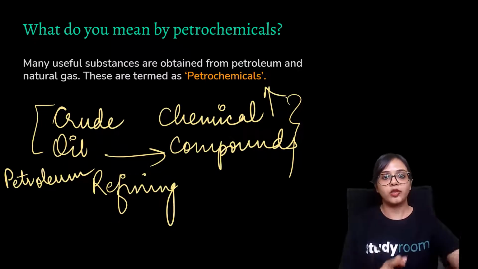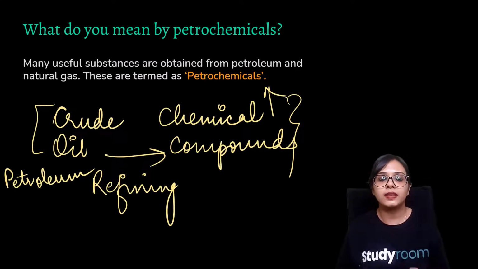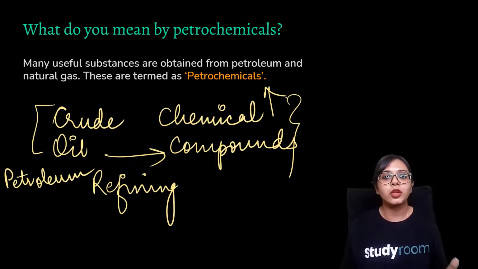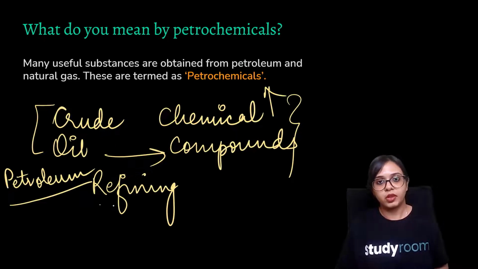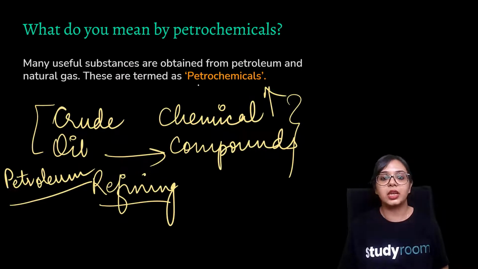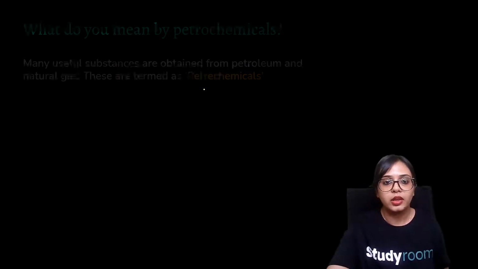Apart from all the stuff that we just saw, diesel, kerosene, paraffin wax, LPG, there are some chemical compounds also that you get from petroleum, from crude oil. Since you're getting them from petroleum by the process of refining, we give them the name petrochemicals. Many useful substances obtained from petroleum and natural gas are termed petrochemicals.